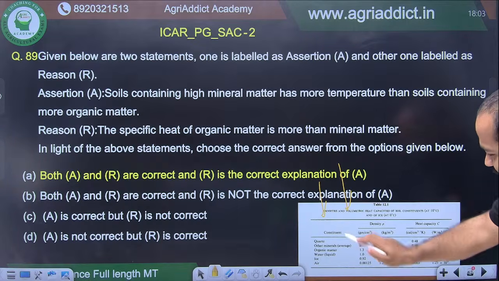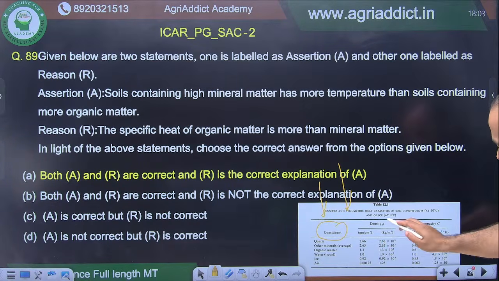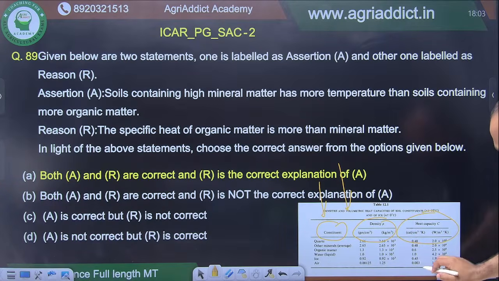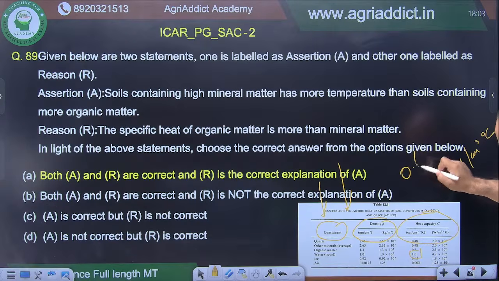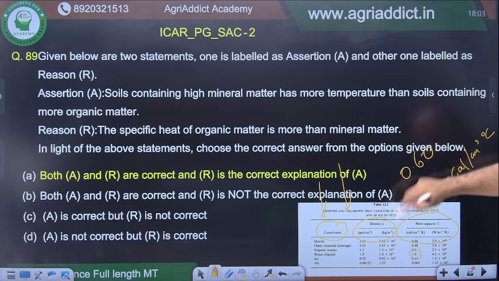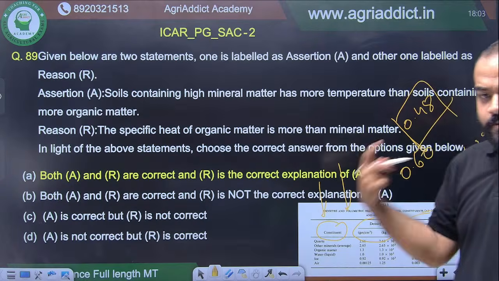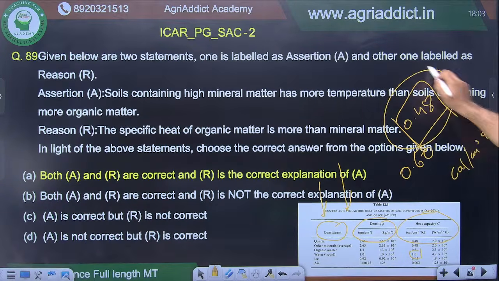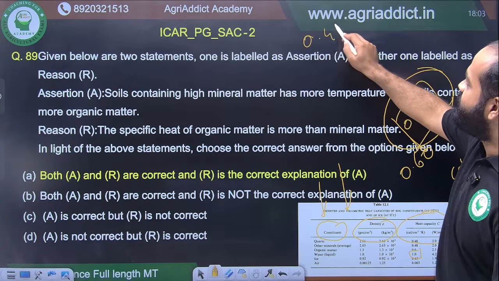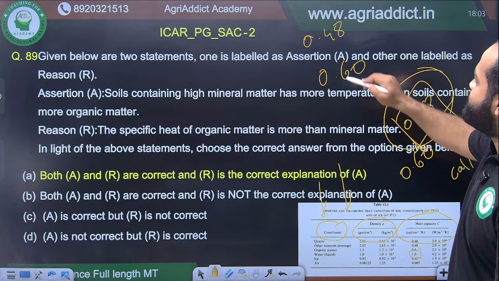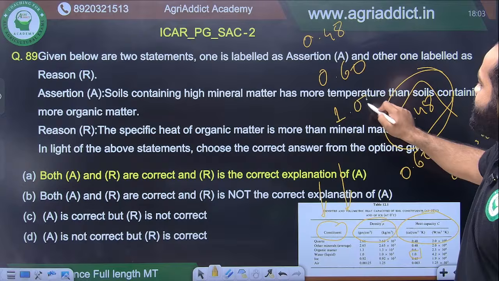Here you can see the constituents are given and also the density is given and the heat capacity is given. So यहाँ पे अगर तुम देखोगे तो water has 1 calorie per centimeter cube degree Celsius. Organic matter has 0.60. Mineral matter, other minerals जो है, there are lots of minerals in soil, so we cannot say one value, but उसका जब हम average लेते हैं, it becomes 0.48. So mineral का है 0.48, organic का है 0.60 and water का है 1.00. All right.